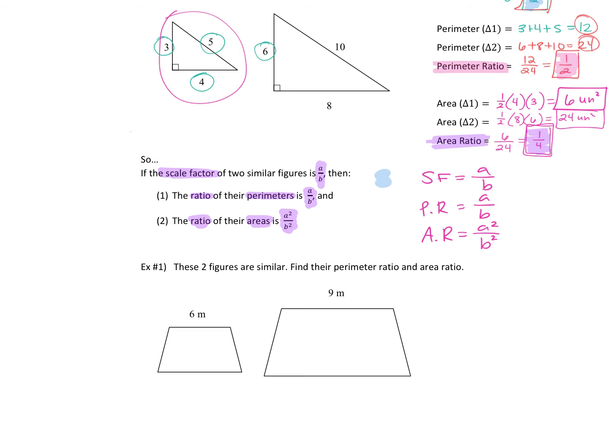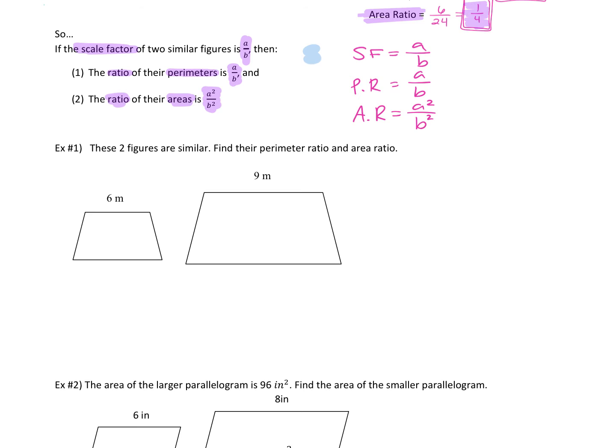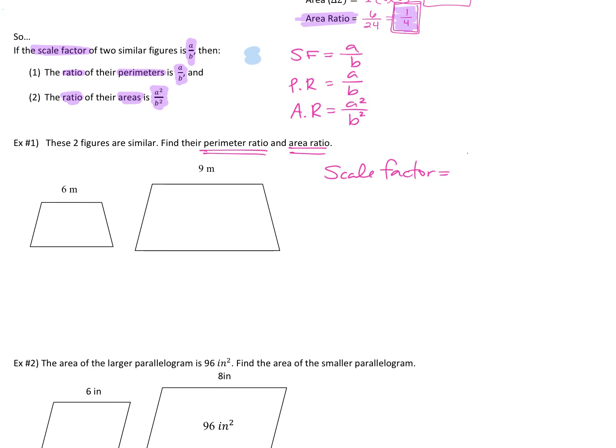Okay, so let's say you get to a problem like this first example then. It says those two figures are similar, meaning proportional sides, right? I want to know what is the perimeter ratio and what is the area ratio. So let's just start with a scale factor. What is your scale factor? It's 6 to 9. And we always reduce, so it's 2 to 3. Okay, so my scale factor is 2 to 3.